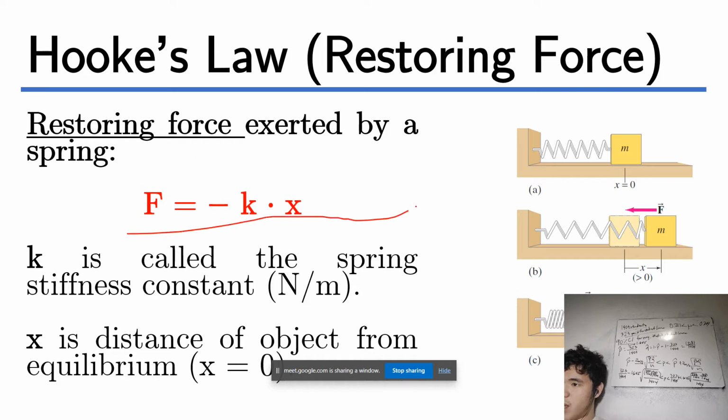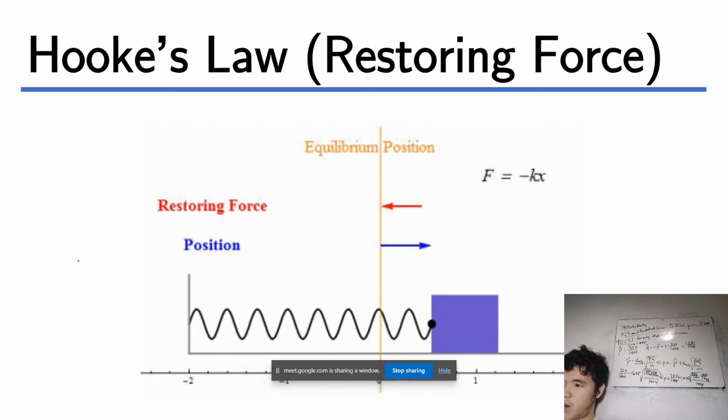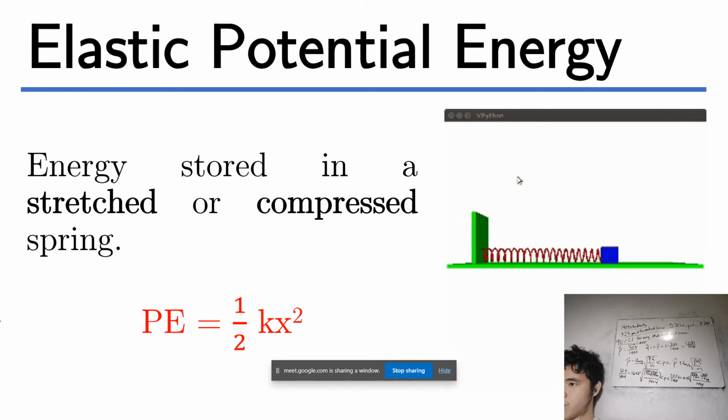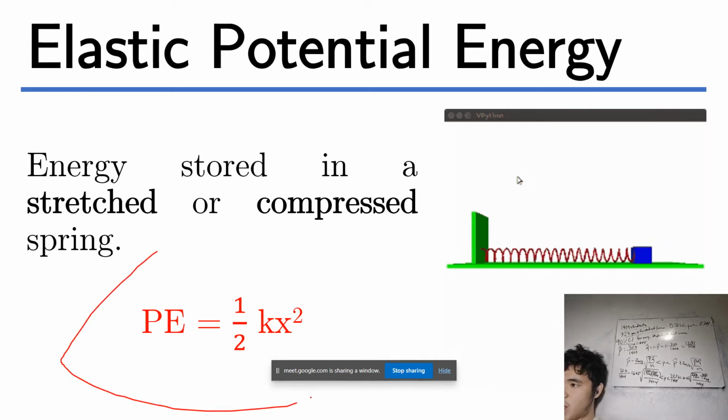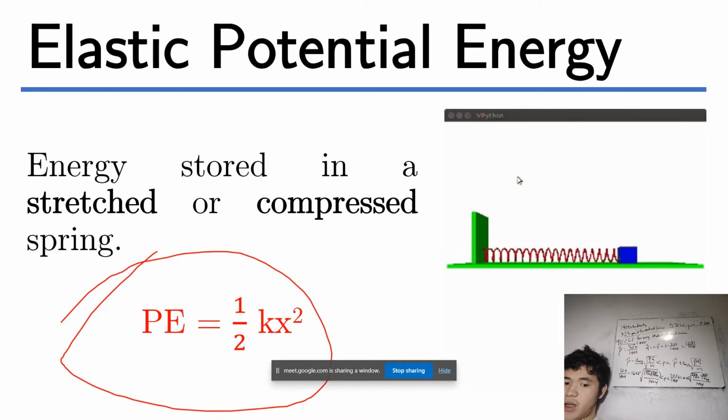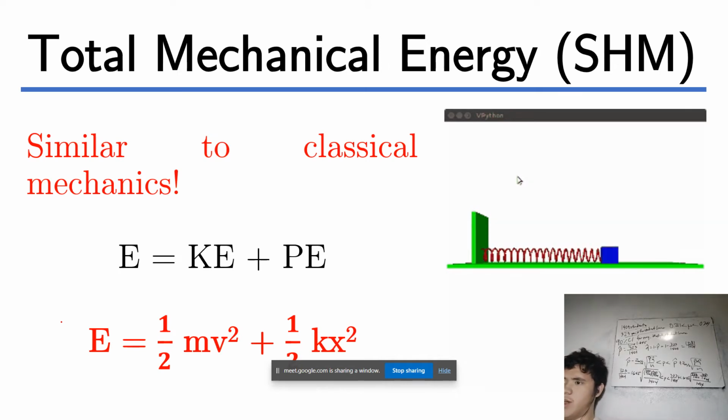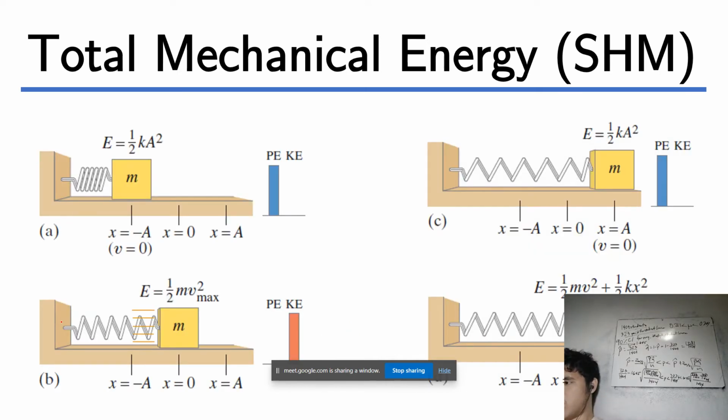F equals negative kx, that is our restoring force or Hooke's law, where k is called the spring stiffness constant and x is the distance of the object from equilibrium. And elastic potential energy is defined as 1/2 kx squared. Yung total mechanical energy sa isang spring can be obtained from the amplitude, no? 1/2 kA squared. Conservation still applies.